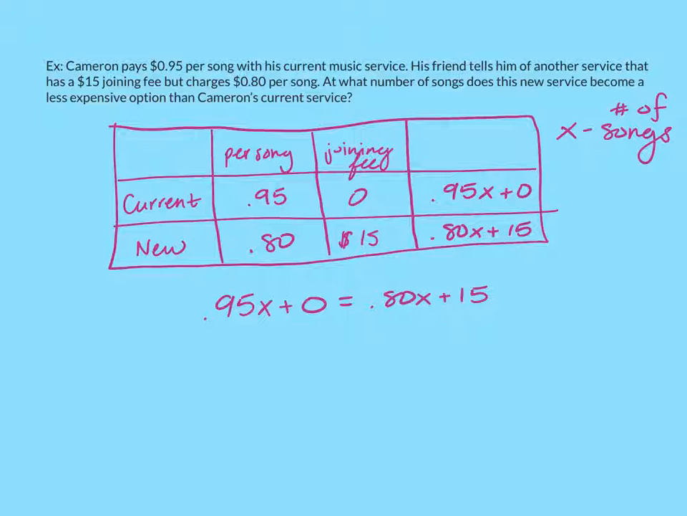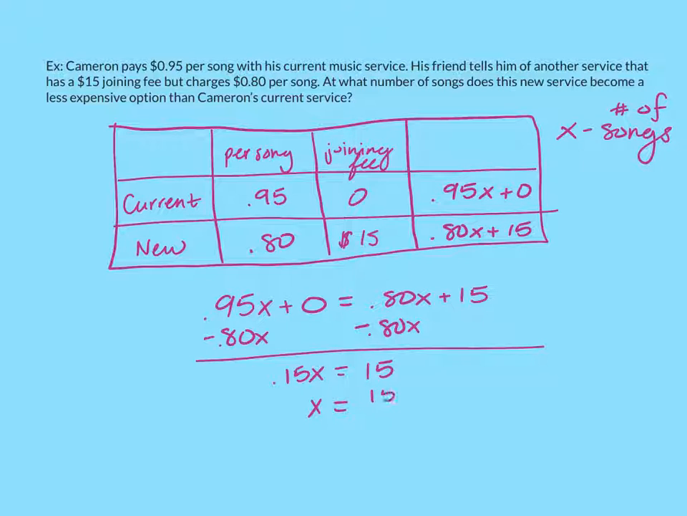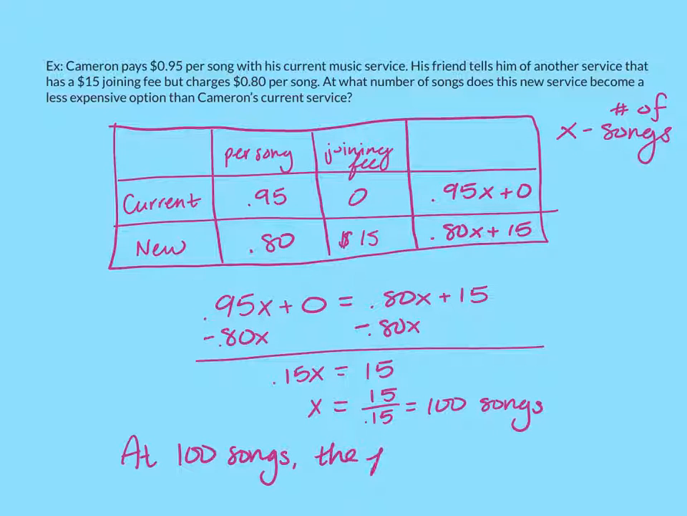So what I'm going to do first is subtract 0.80x from each side so I can get the x all on one side. So this becomes 0.15x equals 15. I'm then going to isolate the x by dividing both sides by 0.15, which ends up being 100 songs. So what we just did is we found that at 100 songs, the price is the same.